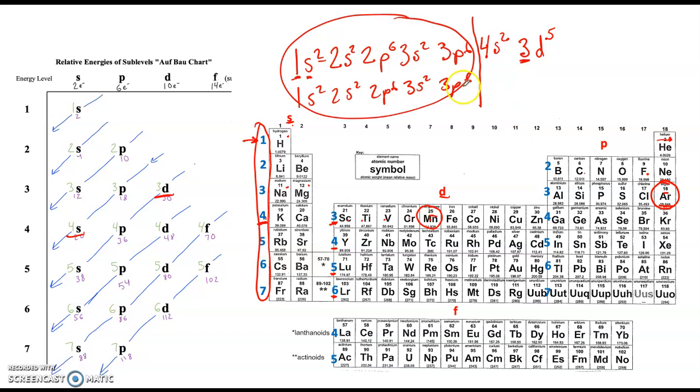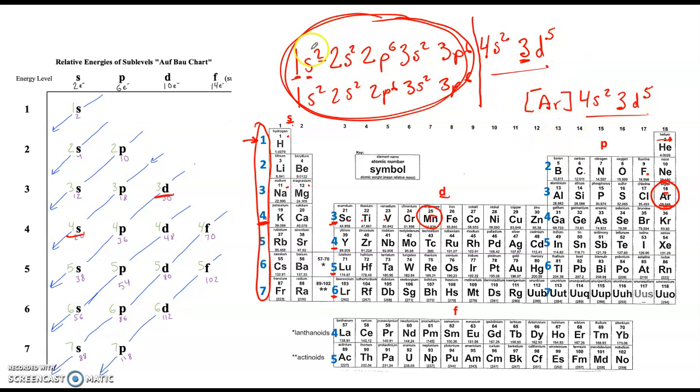So what I'm going to do instead is take all of this and write it as [Ar] in square brackets. I take argon, because it comes before manganese, and write it in square brackets. Then from argon, I work my way back to manganese. After argon, I go 4s, 4s2, and then 3d, 1, 2, 3, 4, 5. 3d5. So notice that this is the same as this.